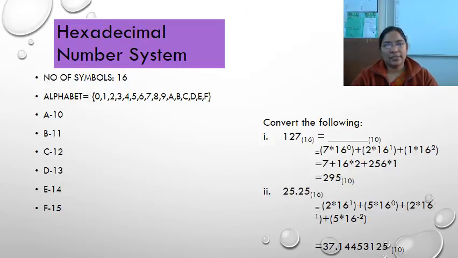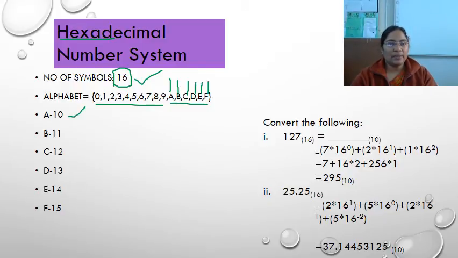Similarly, the hexadecimal number system. Here, as the name indicates, hexadecimal, so 16 different symbols are there. 0 to 9, already these symbols are over, so we cannot reuse them; we want some different symbols. So we will be using A, B, C, D, E, F. A value is 10. Value of B is 11. C is 12. D is 13. E is 14. F is 15. Clear? So A value is 10, B value is 11, C value 12, D value 13, E value 14, F value 15.